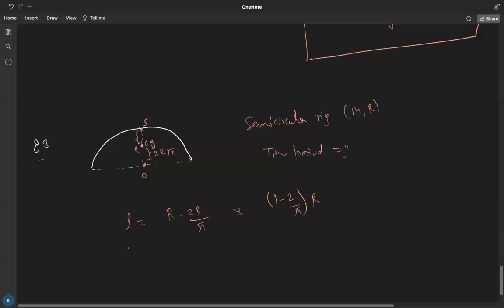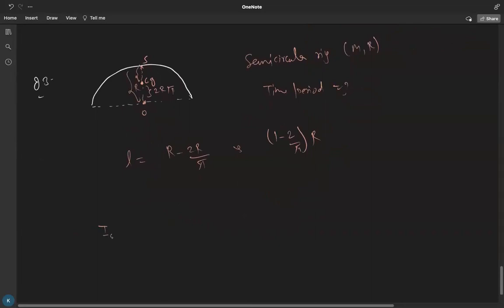Because L is the distance between the center of gravity and the suspension point. In this case, the distance between the suspension point and the center of gravity is the whole distance r minus the center of gravity, which is 2r by pi distance upward from the center. So this is actually our L. Now the next thing we have to find is the I about the suspension point.